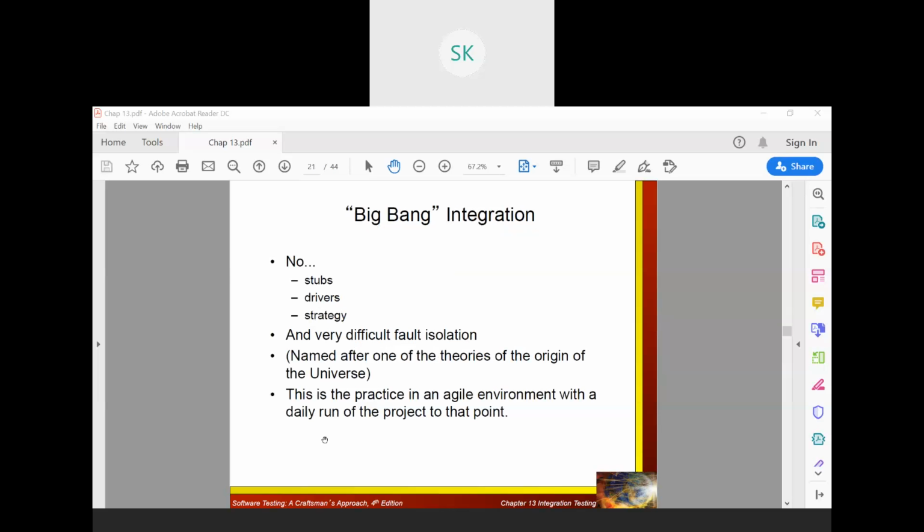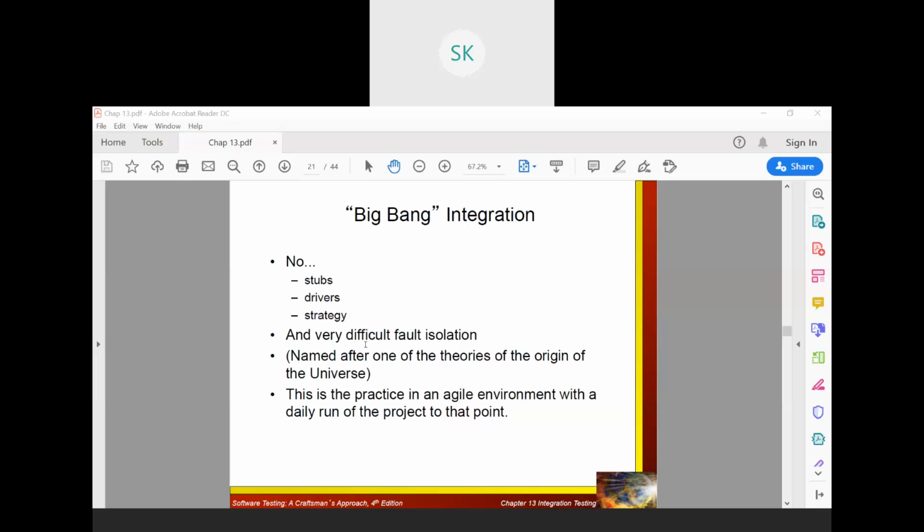So no stubs, driver, strategy. Everything will function on its own, or it will be isolated. Every functionality is isolated. So it will be based on that particular output, you need to just decide. So it is very fast. You can execute it very fast. There is no problem at all.